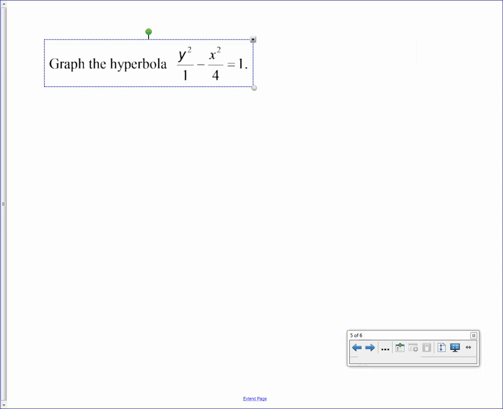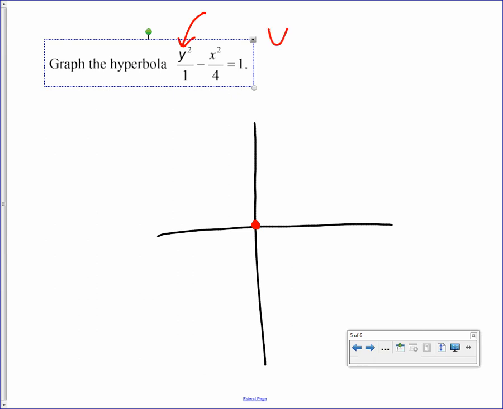Okay, so we're going to graph the hyperbola y squared over 1 minus x squared over 4 equals 1. The first thing I want to do is graph the center of this. It's centered at the origin, (0, 0). And I can tell that this is going to be a vertical hyperbola because it starts with y. So my hyperbola will end up going up and down, a vertical hyperbola.